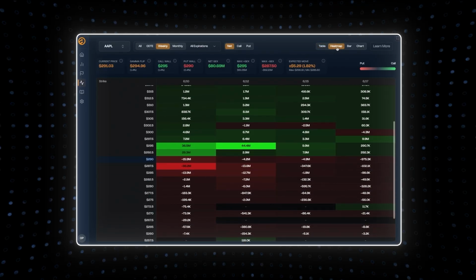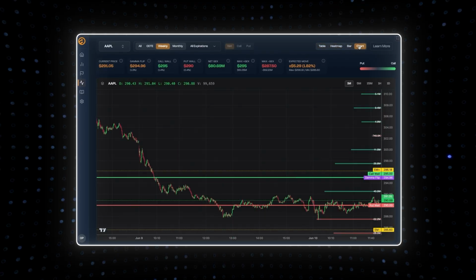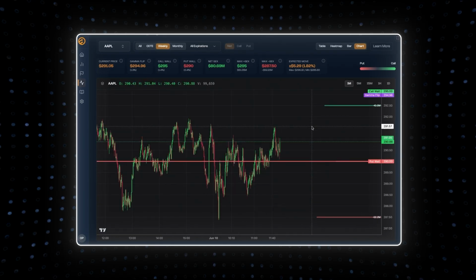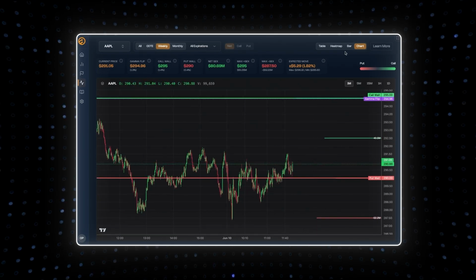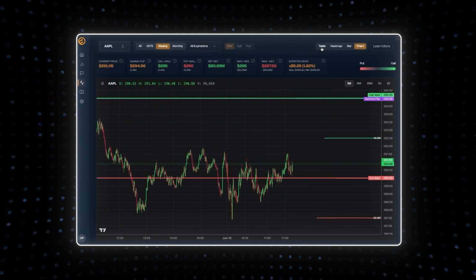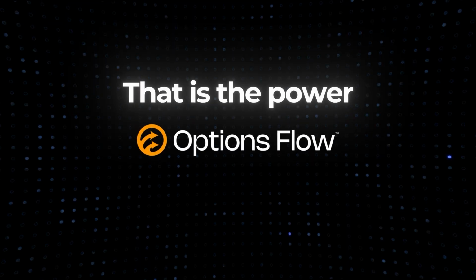If you trade futures, especially around major indexes, Options Flow can help you watch broader market positioning, key levels, and options activity that may influence price movements during the trading day. That is the power of Options Flow.